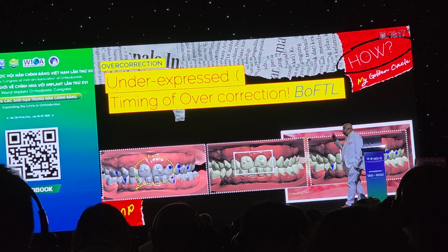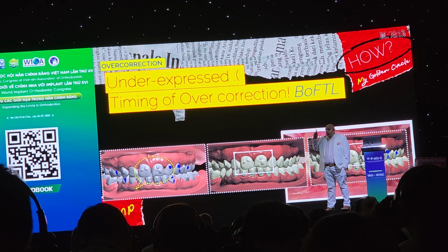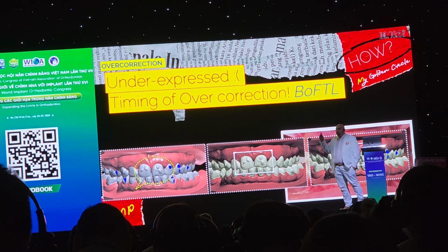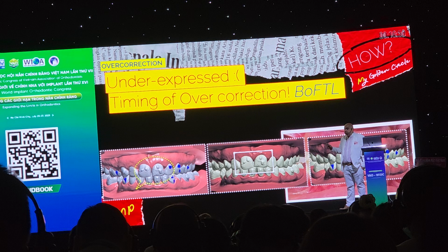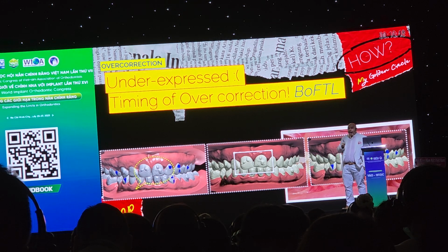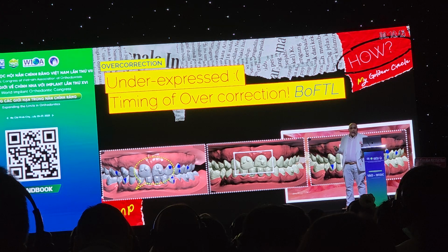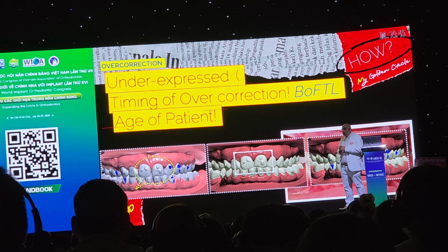In terms of overcorrection, the protocol that we tend to use is bite opening first. So BOF: bite opening always first, transverse later. Unless you open your bite, trying to do transverse overcorrection is kind of difficult.